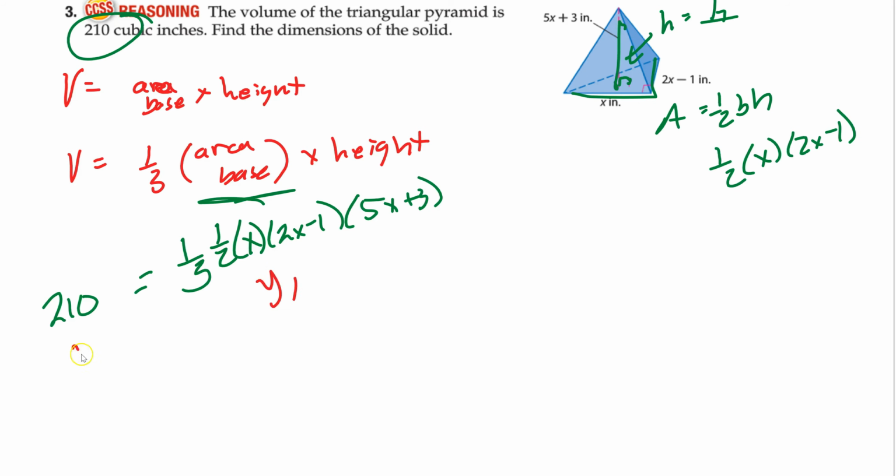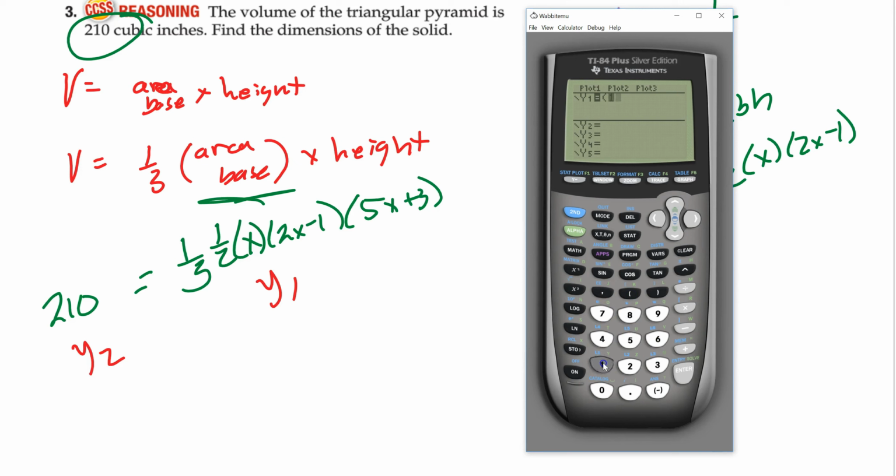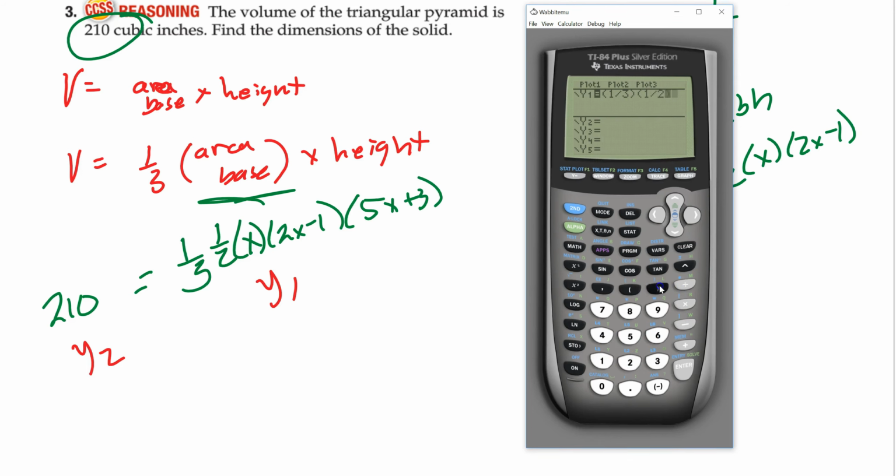This is y1, y2. So let's graph it. So turn it on, and again, I can just type it in the way I see it. So I'm going to do 1/3 times 1/2 times x times 2x minus 1 times 5x plus 3. Right, and I put that in for y1, and for y2 I'm going to put 210.